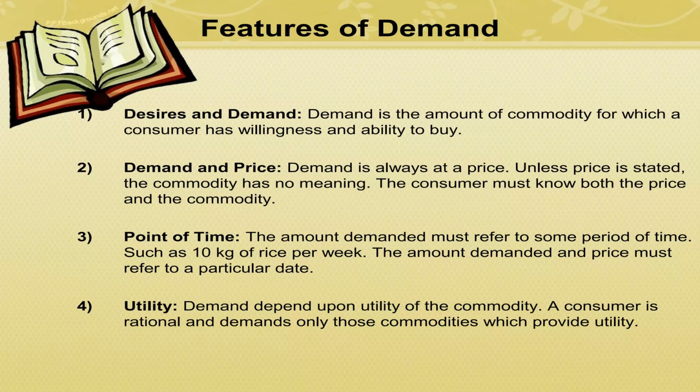The third point is point of time. The amount demanded must refer to some period of time, for example, 10 kg rice per week. The amount demanded and price must refer to a particular date. Fourth is utility. Demand depends upon the utility of a commodity. A consumer is rational and demands only those commodities which provide utility, means which provide the highest satisfaction to the consumer.